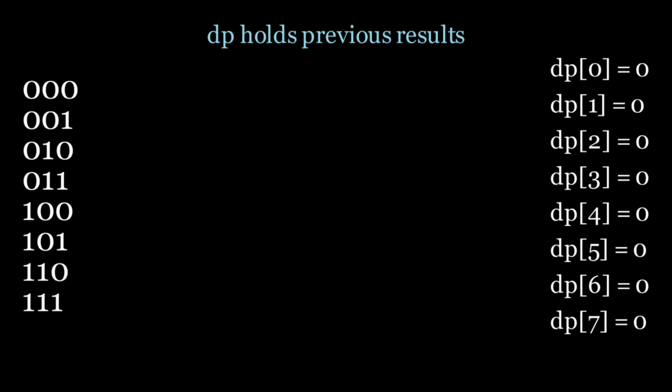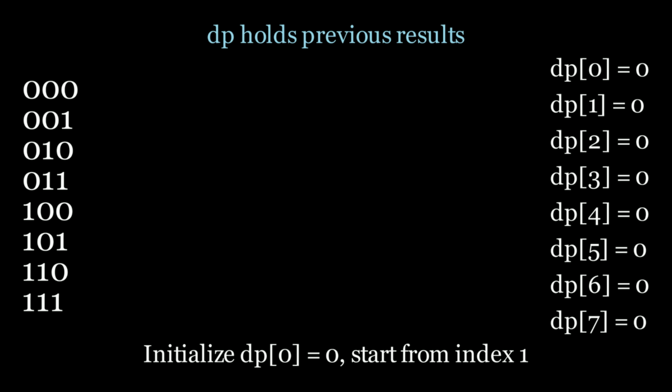And so on the left-hand side, I have just binary numbers 0, 0, 0 all the way up to 1, 1, 1. And on the right-hand side, I have the dynamic programming array that's going to keep track of the previous results. And so what we're going to do first is initialize dp of 0 to be 0, and then we're going to start at index 1. So why is dp of 0 equal to 0? Well, it's because the binary representation of 0 is just 0, 0, 0, and it has no ones, right? So that's kind of our base case. So dp of 0 is 0, and now let's start at index 1.